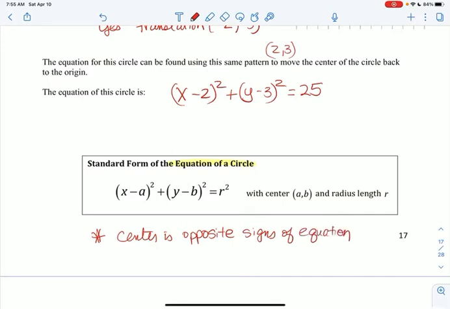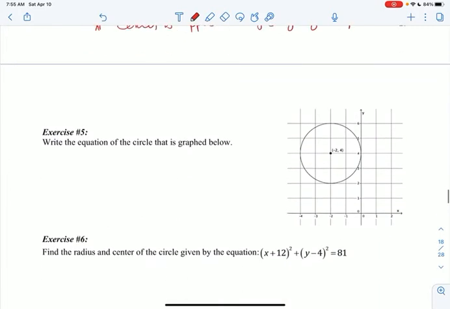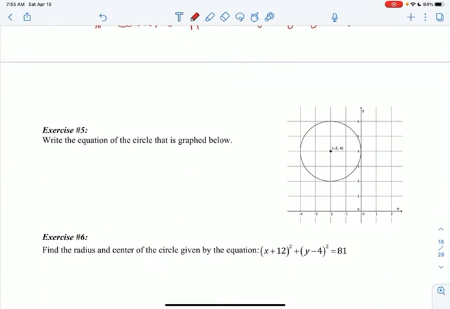Okay, so let's look at a few. Let's write the equation of the circle that's graphed below. So the center is (-2, 4). Okay, I can see that right here. Let's look at what my radius is. Oh, my radius just has a radius of 2.